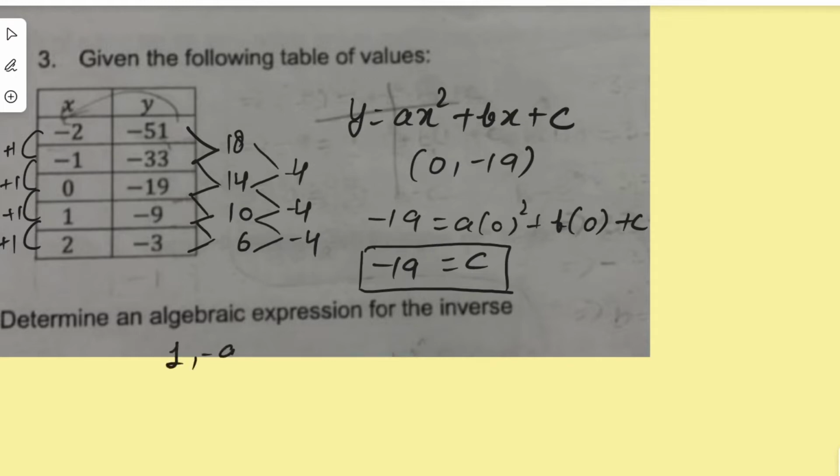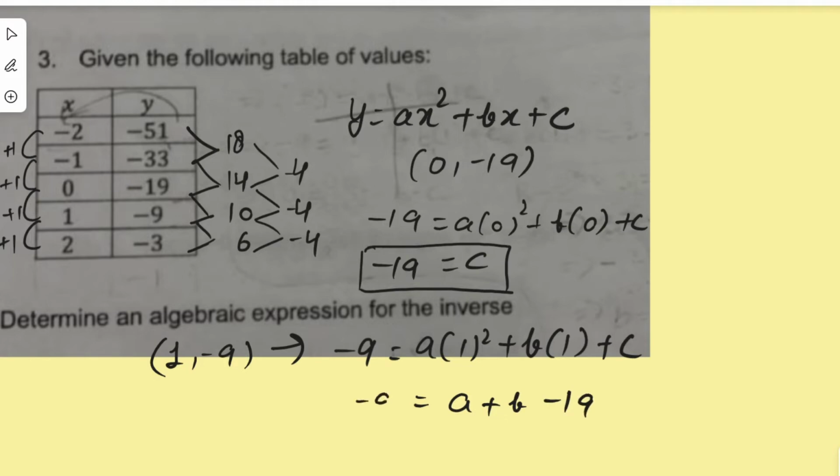So 1 comma negative 9 will give us negative 9 equals a times 1 squared plus b times 1 plus c, right? We know the value of c also, so let's substitute the value of c as negative 19. So we'll get a plus b minus 19 equals negative 9. So this means that a plus b must be equal to 10, right? Because 10 minus 19 will give us negative 9. So we have the first equation over here. Let's write this as equation 1.